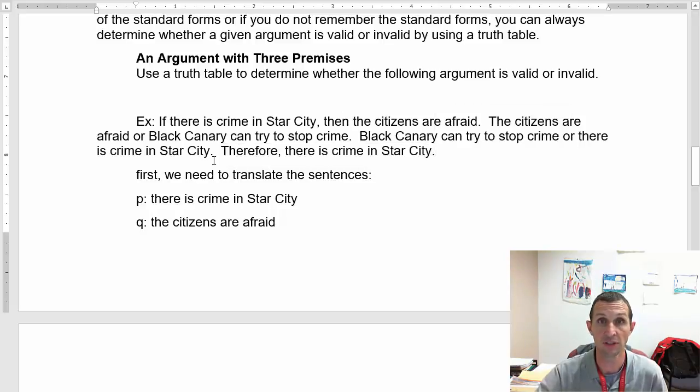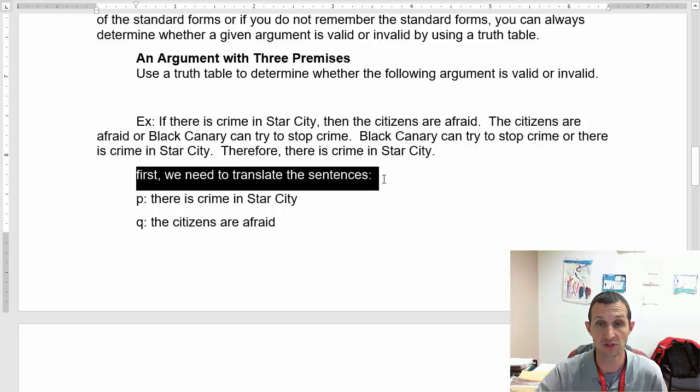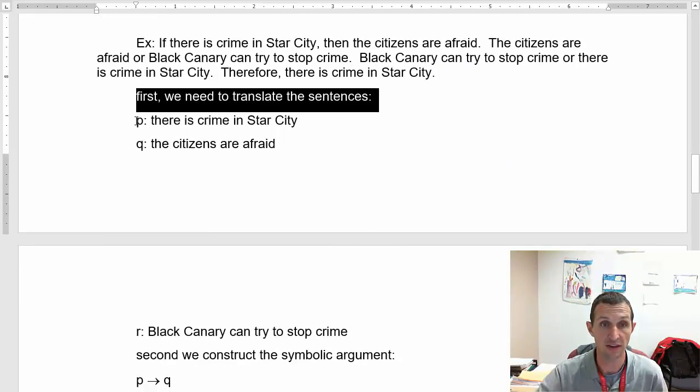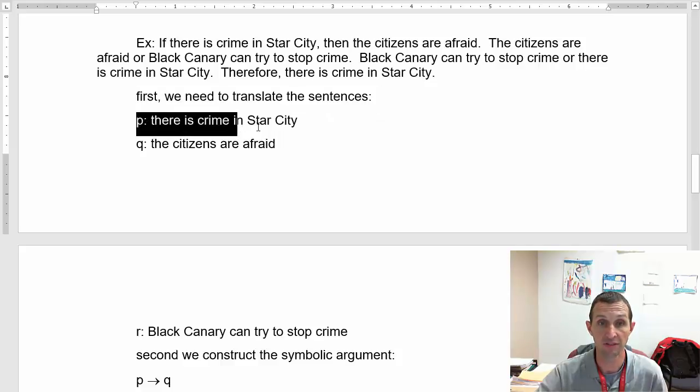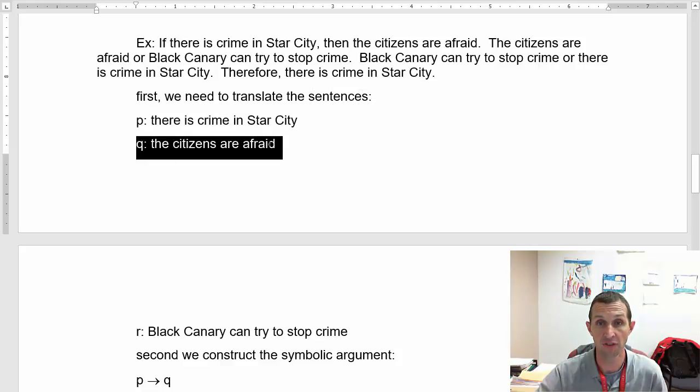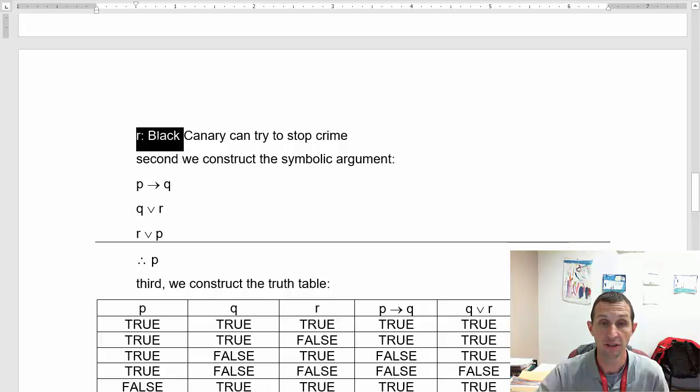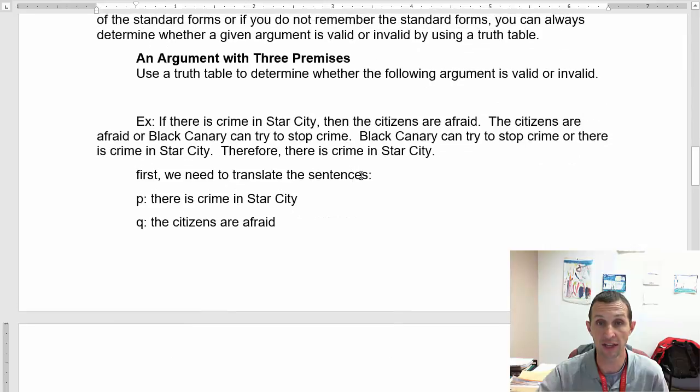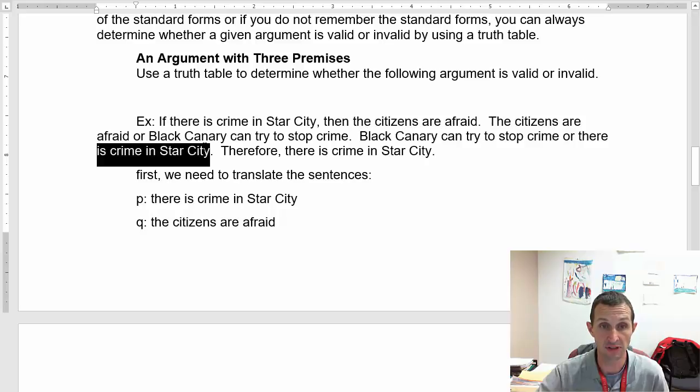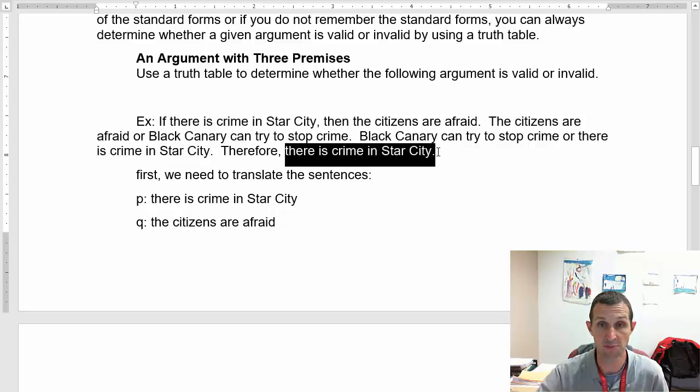Well, there's a lot going on here that we need to unpack. The first thing that we need to do is translate the sentences. So we're going to call P that first statement, there is crime in Star City. The second statement that we can see, after the then, is the citizens are afraid. So we're going to call that Q. R is the next statement that we run into, Black Canary can try to stop crime. Now, if you look at the rest of the argument, everything else, Black Canary can try to stop crime, we already have, that's R. There is crime in Star City, that's P, and then there is crime in Star City is P again.